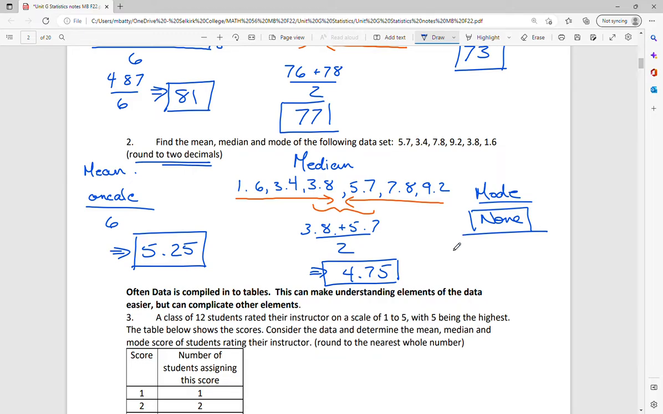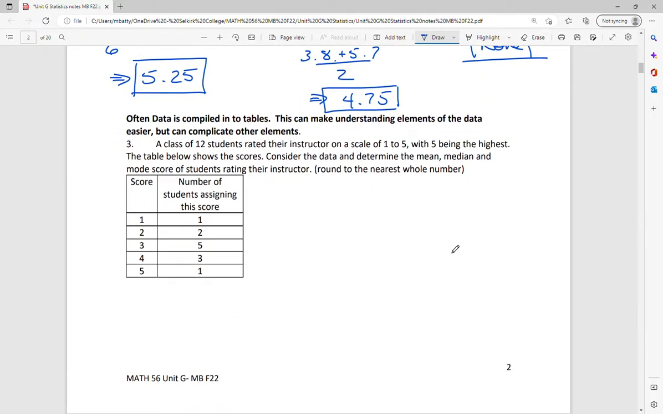So oftentimes data is arranged into tables. This can make understanding elements a little easier, but can complicate some others. So this could be the data set that is represented. We have the number of students assigning this rating to their teacher. We have a total of 12 students.